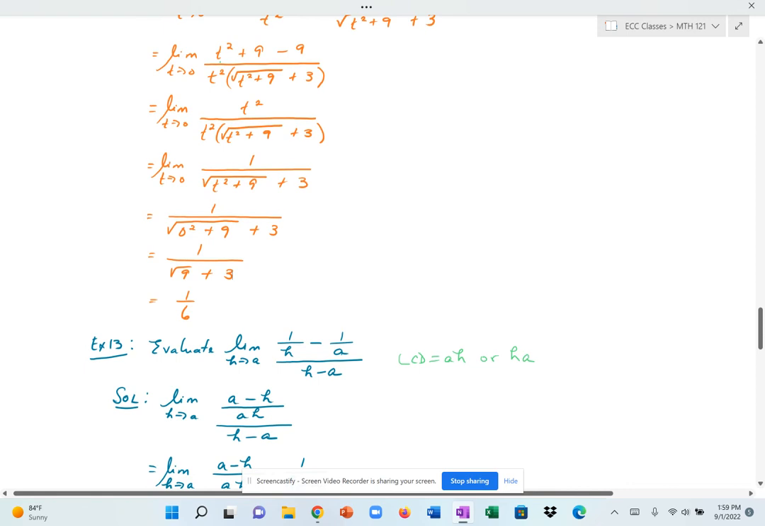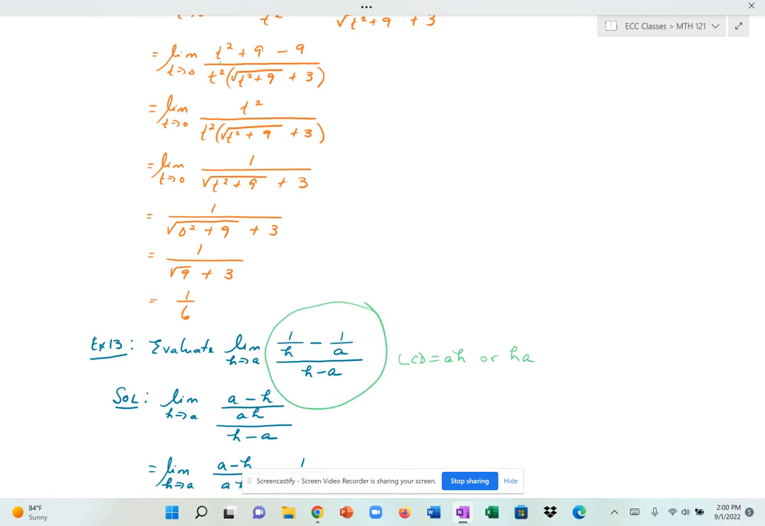Okay, here's another one where we are going to use some algebra principles to evaluate this. So I have what we call a complex fraction. I have a fractional expression inside of another fraction. So I'm going to use LCDs to make this look better. So the common denominator for these two fractions is a times h. So the first one gets multiplied by a over a. The second one gets multiplied by h over h.